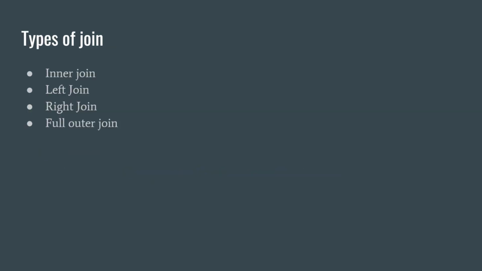There are different types of joins. We have the inner join, the left join, the right join, and the full outer join. The inner join is the default join that is applied when we do not indicate otherwise when making the query. This join returns records that have matching values in both tables.